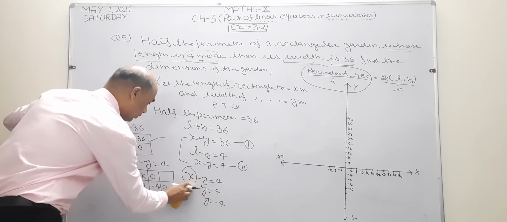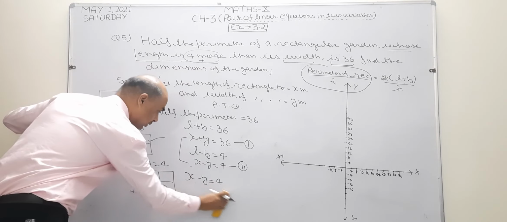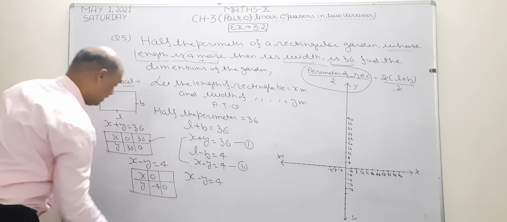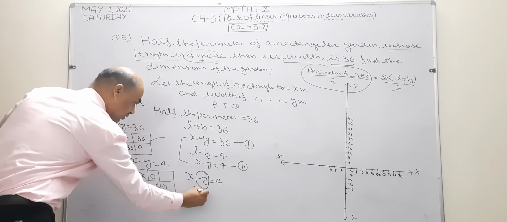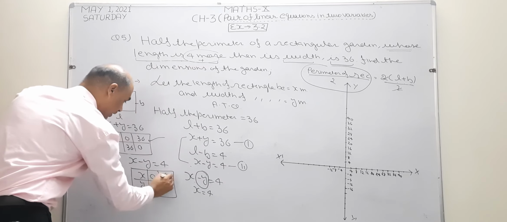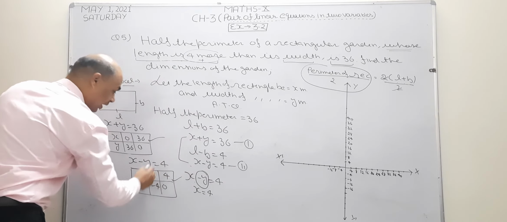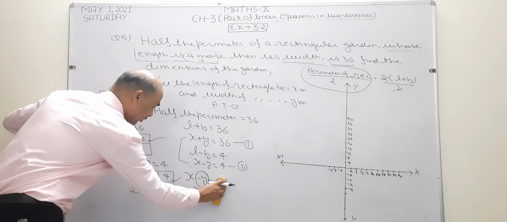Now write down the given equation again. This time take y equal to 0. Y and its sign both become 0. What is left? X equal to 4. So I write here x equal to 4. This is the table of the second equation.